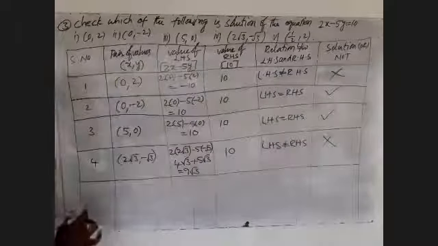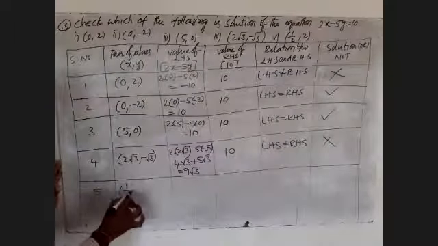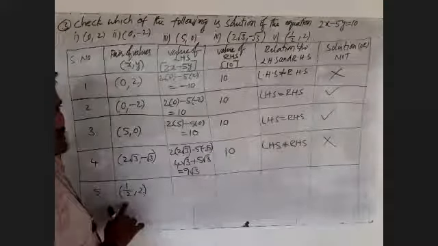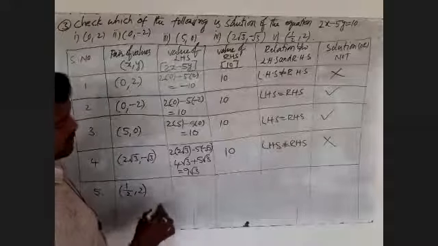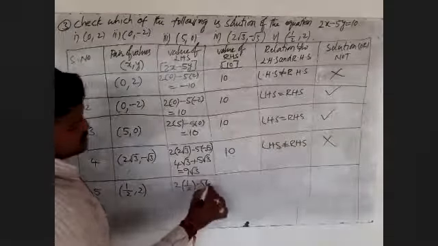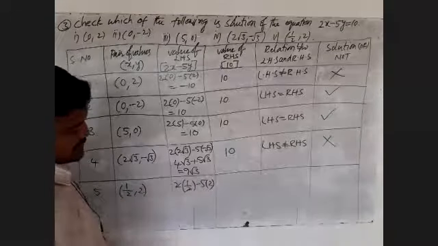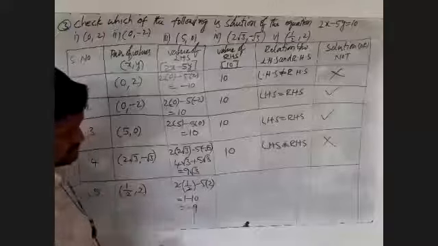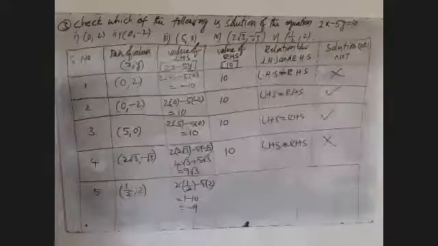The point is (1/2, 2). I will take x as 1/2 and y as 2. What do we have to write? 2 into 1/2 minus 5 into 2. The 2 and 2 will be cancelled. 1 minus 10 is −9, I will write.